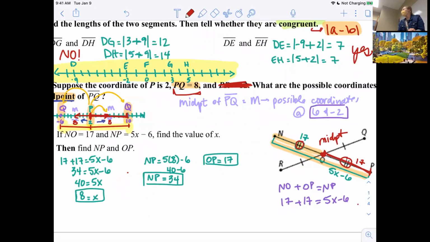It said to find X, so I did. And then I plugged that in to help me find NP. Questions, concerns? Anything else on the front page? I'll leave this here for a second if everyone's still copying it down. Then I'm going to jump to the back side, okay?